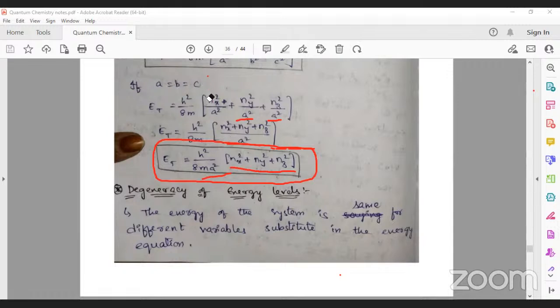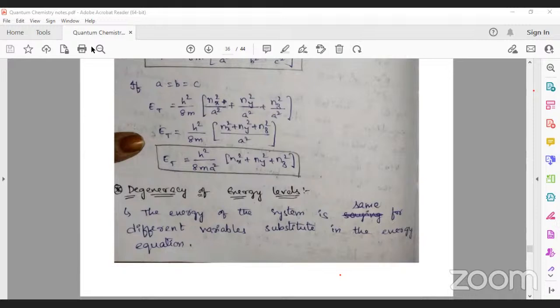Now, what is the degeneracy of the system? We'll see, right? Some of the energy levels have the same energy with different values of the variables, meaning we can substitute some different values of nx, ny, nz and get the same energy. That becomes the degeneracy of the energy levels. This is important from the exam point of view. That is the degeneracy.